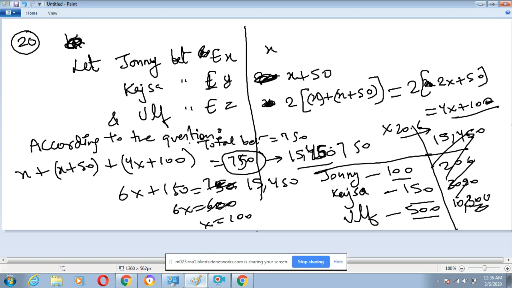Okay? So it becomes 15,450 minus 150, 15,300. 15,300 upon 6. You get 6 fives are 30. You get the x value as 2550. Some mistake is there.